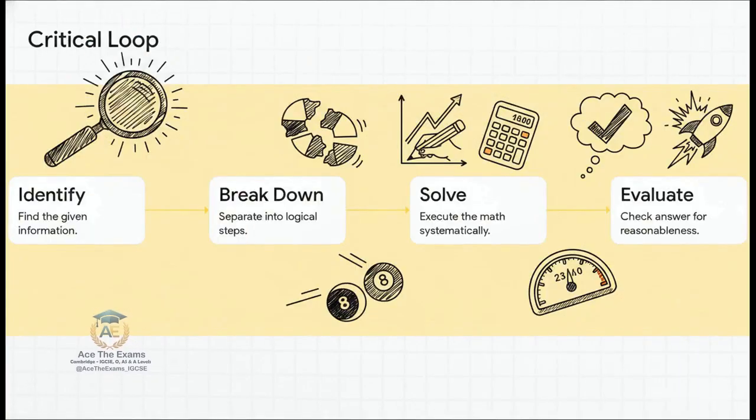This builds into an even tighter critical loop when you're actually doing the math. First, identify the given information. Then, break it down into logical steps. Next, solve systematically. And this last one is so crucial. Check for reasonableness. If you calculate the final velocity of a toy car and it's suddenly moving at twice the speed of light, you've made an error somewhere. This evaluate and check loop is an absolute necessity for the critical analysis that Cambridge demands.